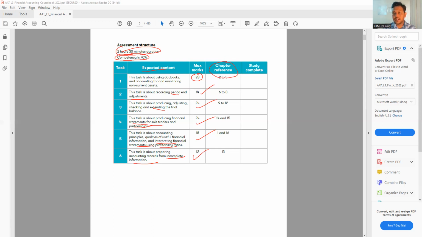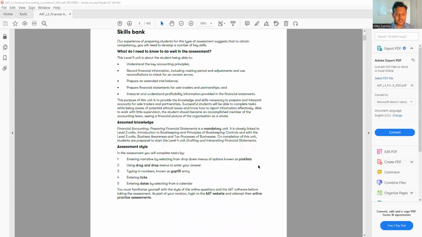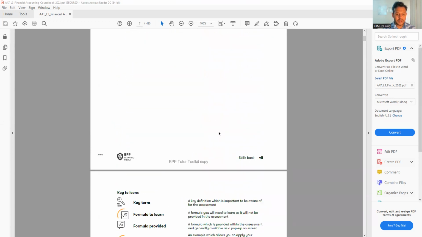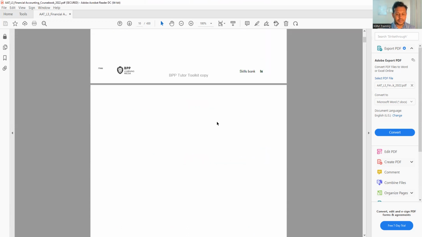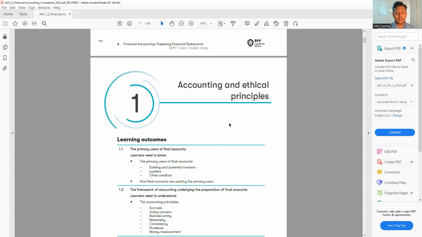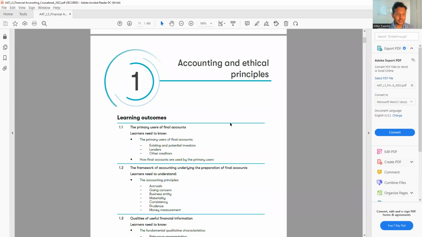All right, let's move on to our chapters now. These books will be available on your EMS portal. If you log into the student portal, you'll be able to see these books, and of course it will be very helpful for revision. You can always order this book from the BPP website, and it's always better to have your book and question bank as a hard copy rather than studying online.